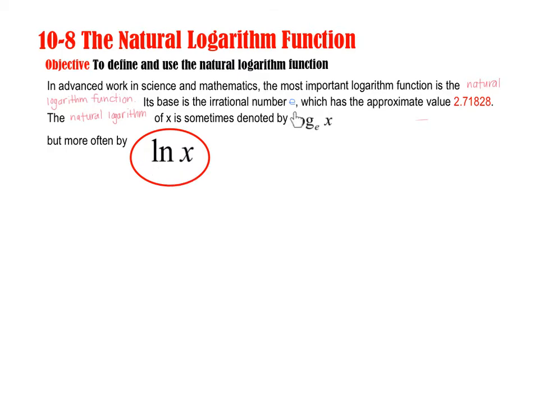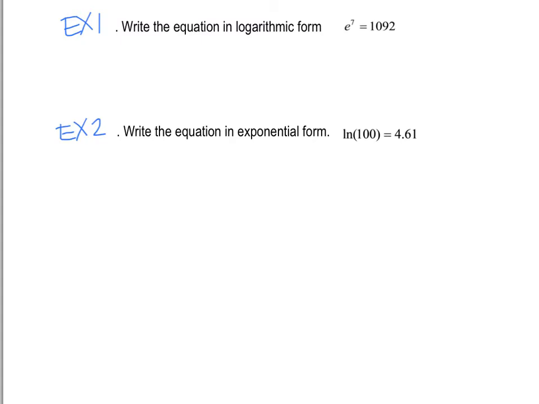E, like I mentioned, is an irrational number. It's kind of like pi. It has an approximate value of 2.71828. Okay. So in our examples here, we're going to go back and forth between writing it in log form and exponential form. This is something that you already know how to do.